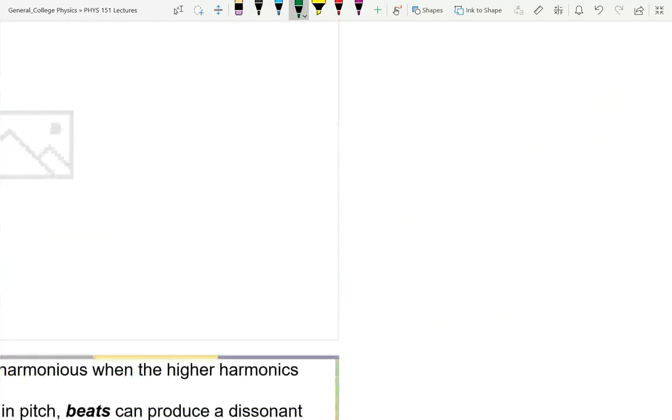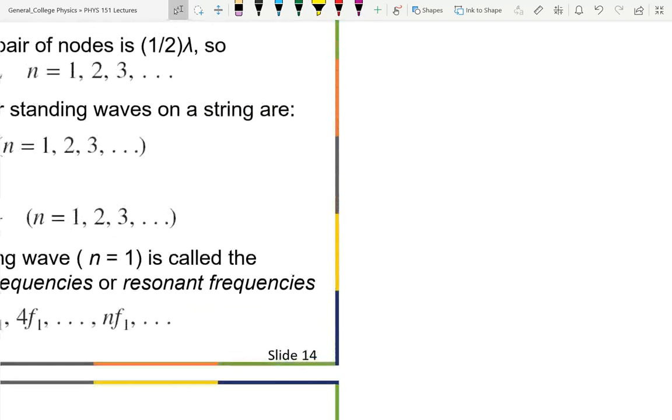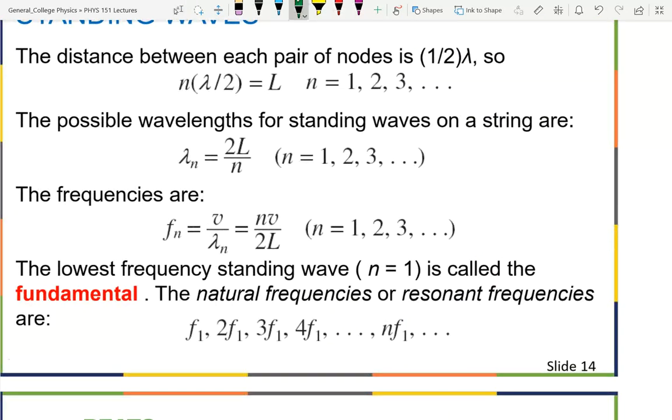Before, I didn't write what the n's are, but the n's could be anything. So here, for instance, I had it written down. n could be anything for a string or an open tube. An open tube is open on both ends.